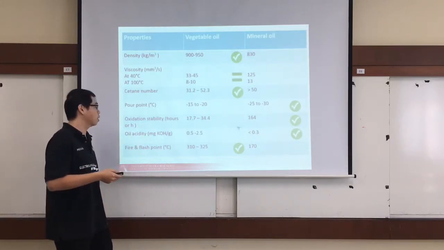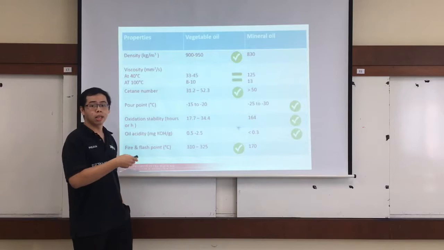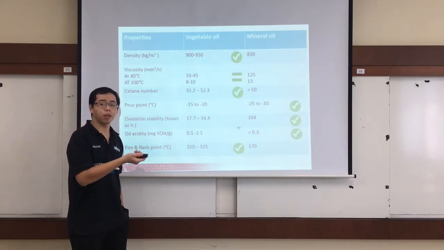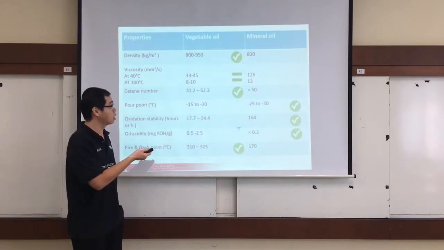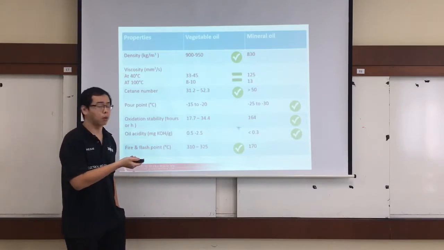Then is the oil acidity. Higher acidity will corrode the transformer. These are not good properties. So in this case, mineral oil is still better than vegetable oil.